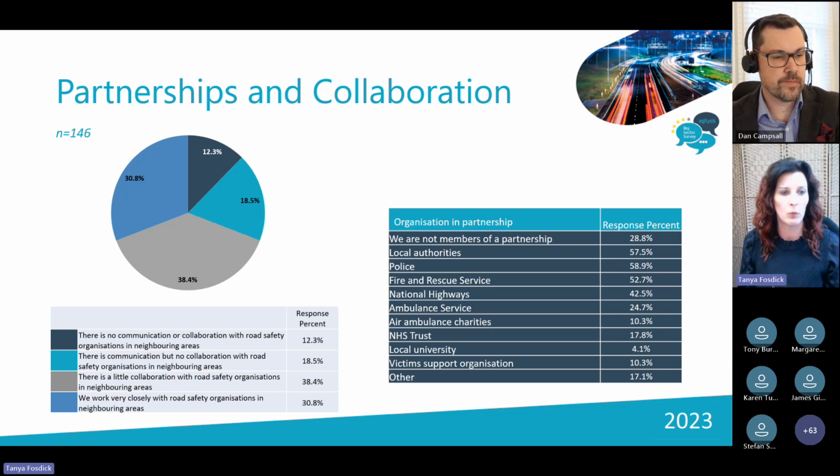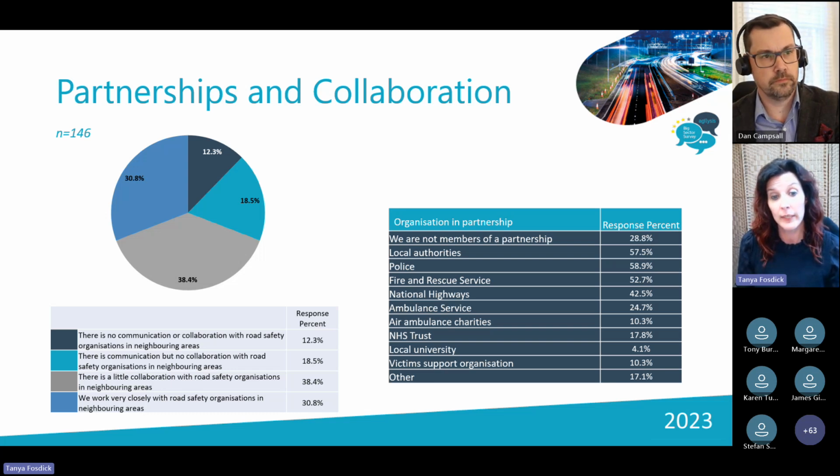Only a third said that they work really closely with road safety organisations in their neighbouring areas. Similarly, about a third said they're not members of a partnership. Again, many of those will be charities. Where people are members of partnerships, the usual suspects are there: local authorities, police, fire and rescue, and National Highways. Interesting that 25% have the ambulance service at the table. When we've done a lot of this strategy work before, getting some of the public health and first line responders, in terms of ambulance charities, has been a bit difficult. So it's really positive to see that they are in the room.